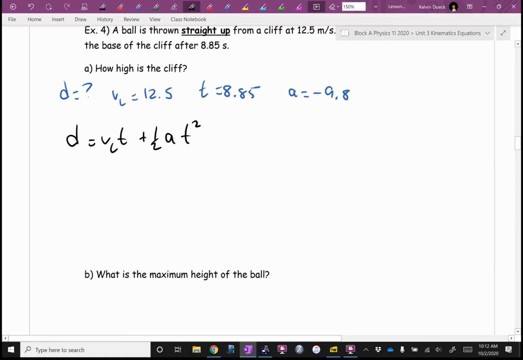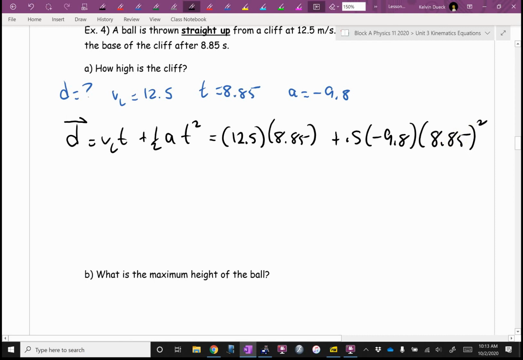And I need to get the D by, oh, already is. And again, if I was being really fussy, I could put a vector sign because we are getting a displacement with direction, not a distance. The distance would be all the way up plus all the way down. Who cares? Displacement. So it's going to be 12.5 times 8.85 plus 0.5 times negative 9.8.